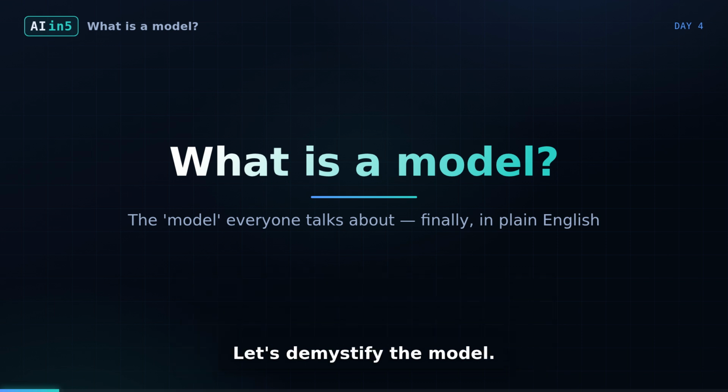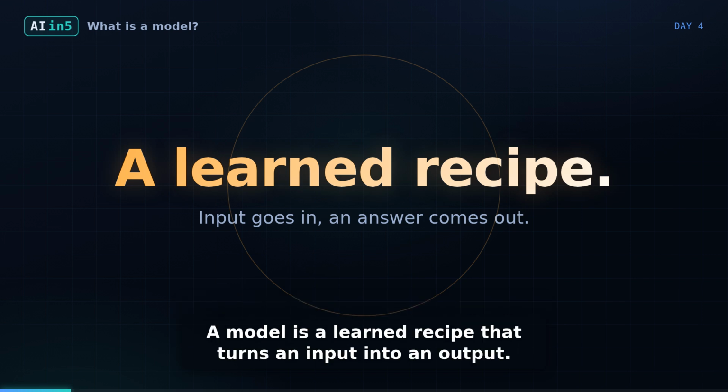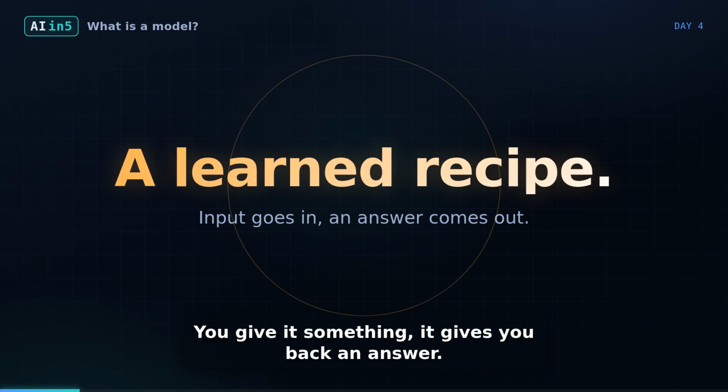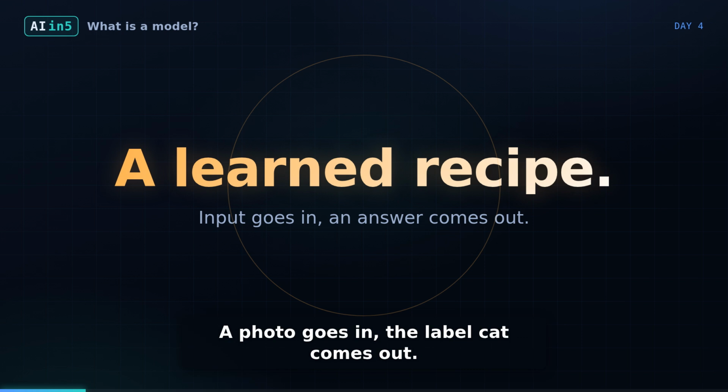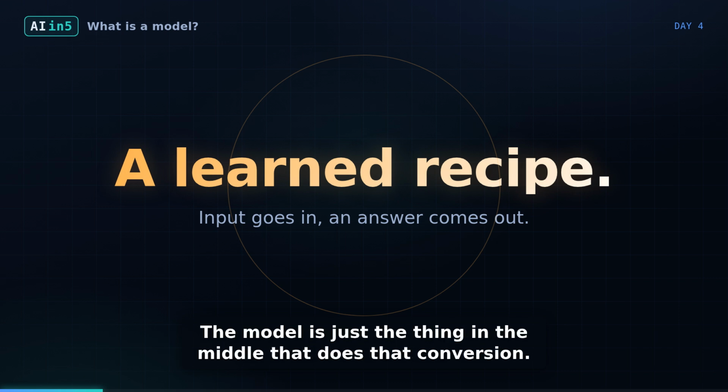Let's demystify the model. Here's the one-sentence version. So simple it almost feels like cheating. A model is a learned recipe that turns an input into an output. That's it. You give it something, it gives you back an answer. A photo goes in, the label cat comes out. An email goes in, spam or not spam comes out. The details of a house go in, a price estimate comes out. The model is just the thing in the middle that does that conversion.